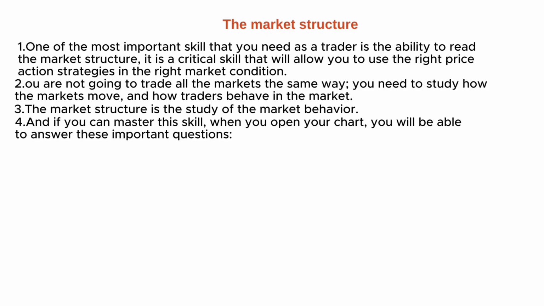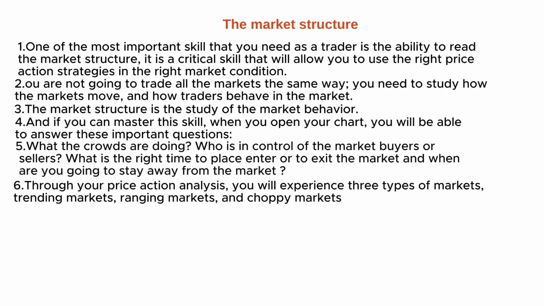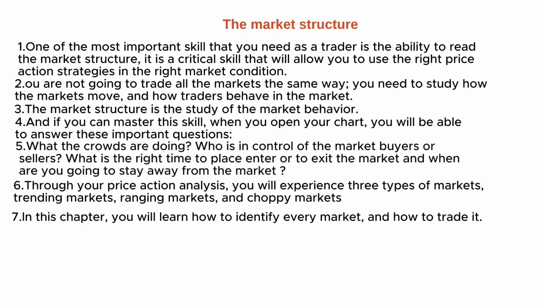And if you can master this skill, when you open your charts, you'll be able to answer these important questions. What are crowds doing? Who is in control of the market, buyers or sellers? What is the right time to enter or exit the market? And when are you going to stay away from the market? Through your price action analysis, you experience three types of markets: trending markets, range markets, and choppy markets. In this chapter, you will learn how to identify every market and how to trade it. So we start with trending markets.